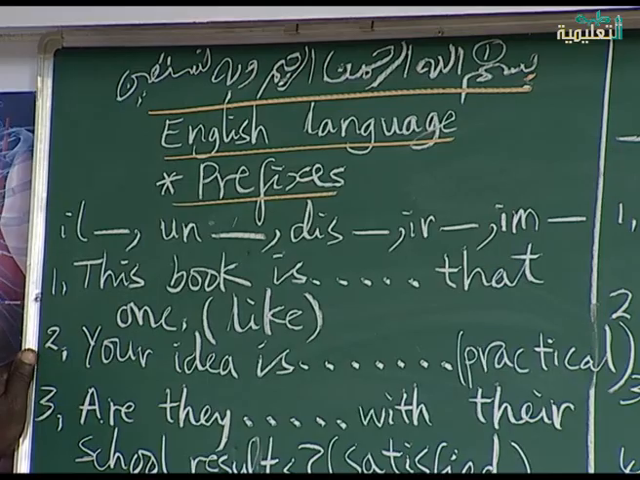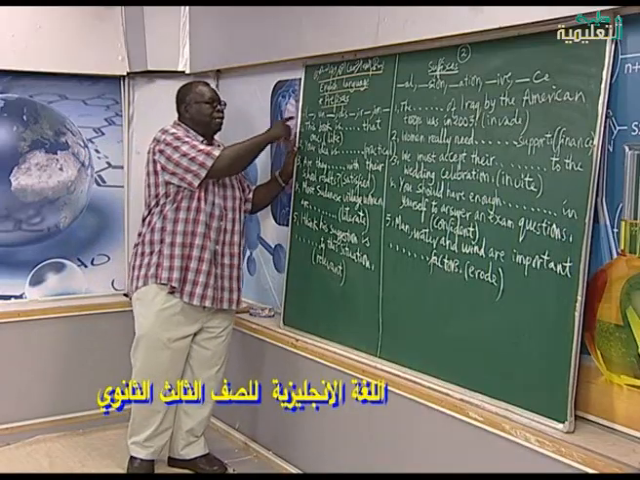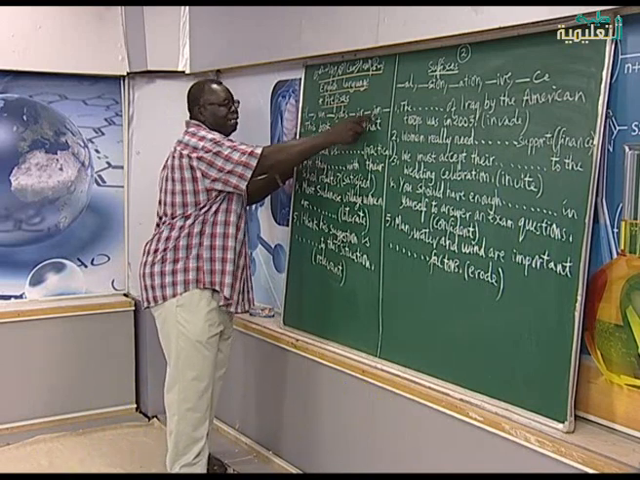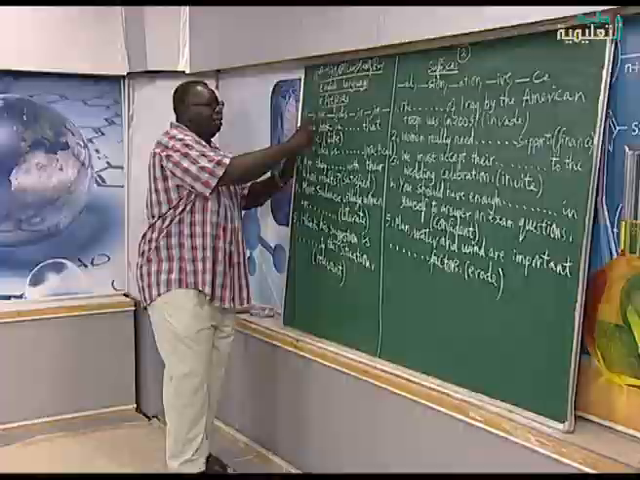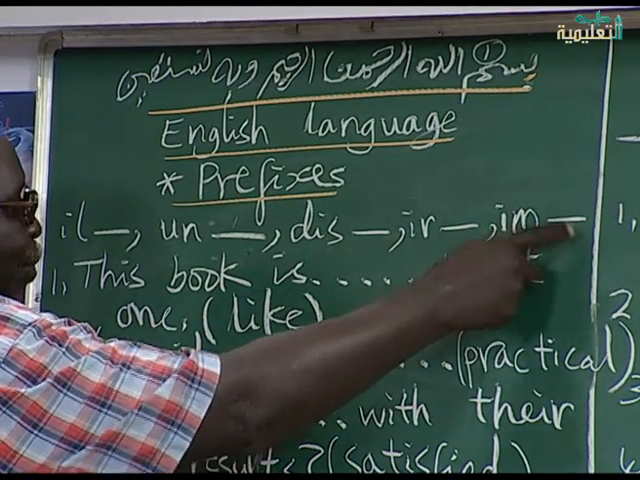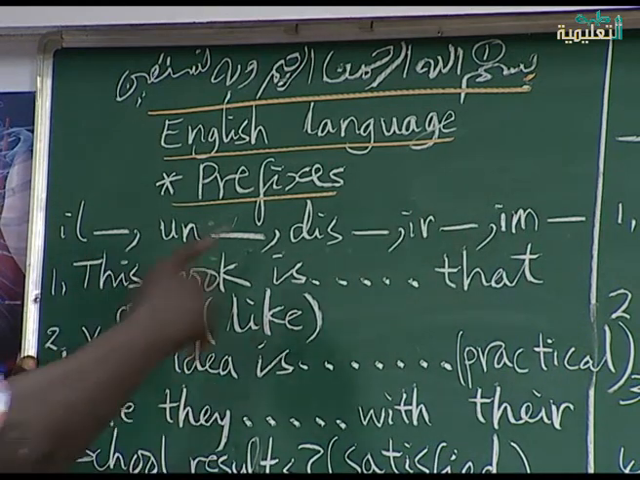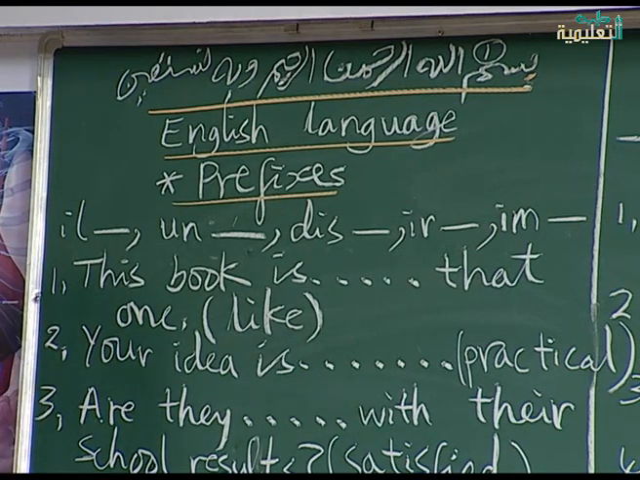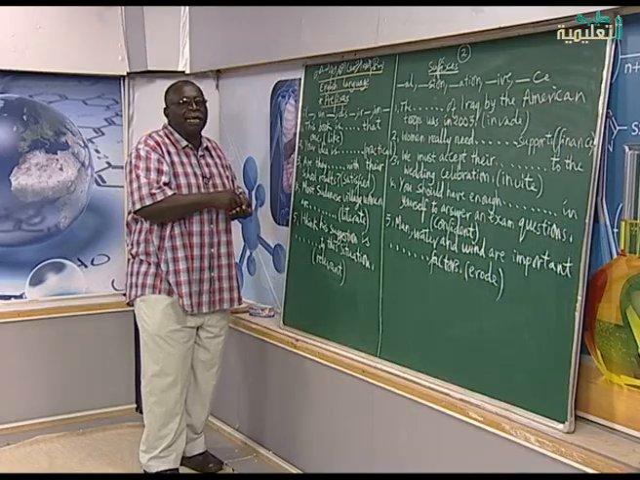They say to you, add the following prefixes. Here we have 5 prefixes. You can see them clearly, I hope. IL, UN, DIS, IR, and then the last one IM. Add these prefixes to the words which are written between two brackets at the end of each sentence. When you come to answer the question, you must read the question carefully so that you will be able to give the right answer.